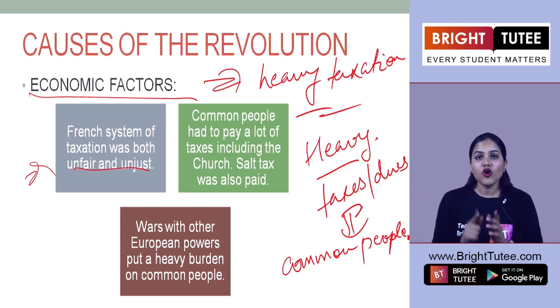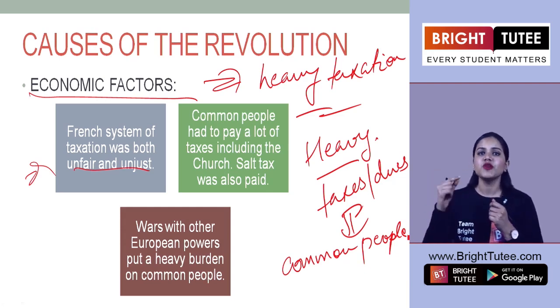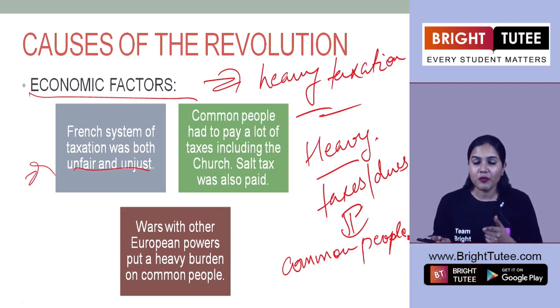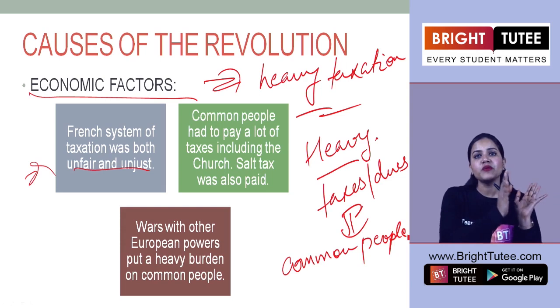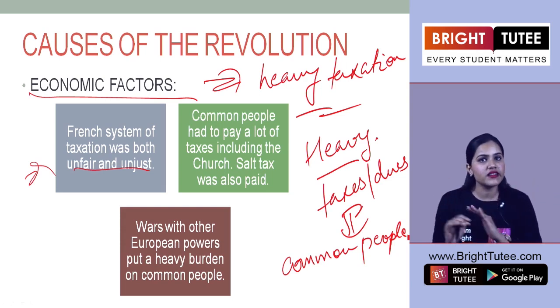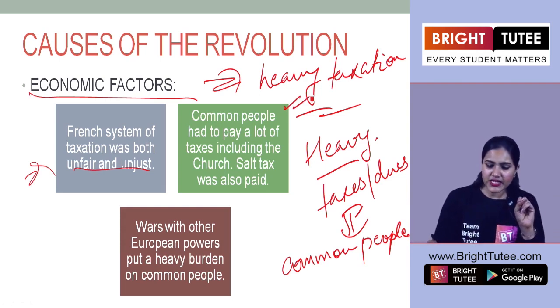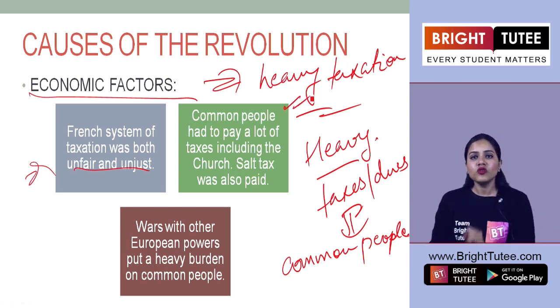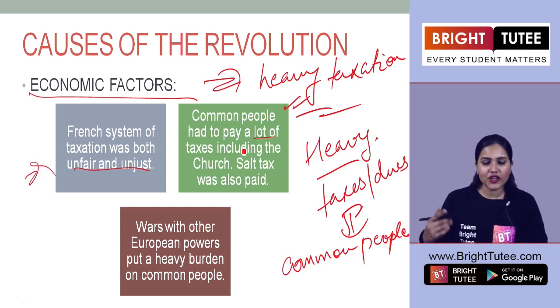We learned that only the common people, that is the social class belonging to the third estate, had to pay taxes. But the social class belonging to the first and the second estate did not have to pay any taxes. Right? So here it means that all this burden was on whom? On the common people. Therefore, this system of taxation was unfair and unjust in France. So the common people had to pay a lot of taxes.